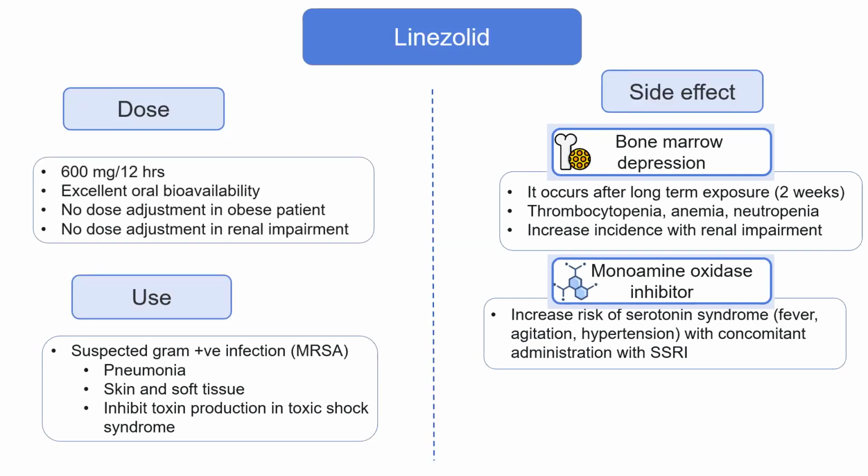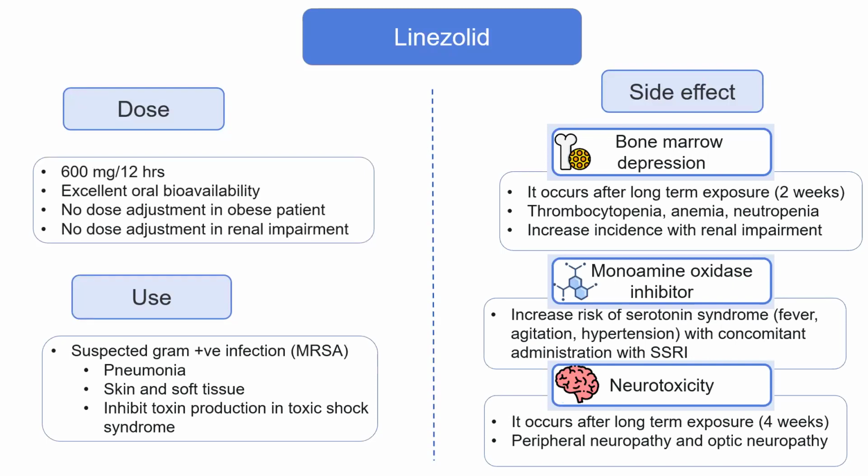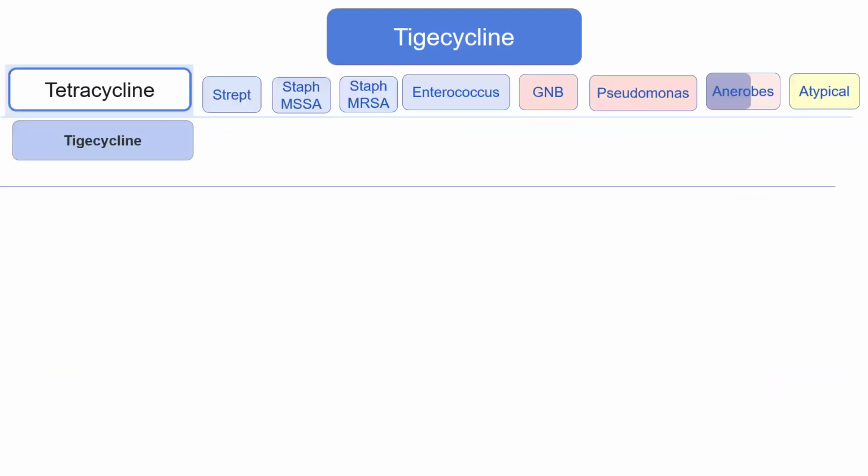It also has some monoamine oxidase inhibitor activity. So there is some increased risk of serotonin syndrome, in the form of fever, hypertension, and agitation, with concomitant administration of selective serotonin reuptake inhibitors. It has some neurotoxicity after long-term exposure in the form of peripheral neuropathy and optic neuropathy. And unfortunately, the neurotoxicity of linezolid is irreversible.